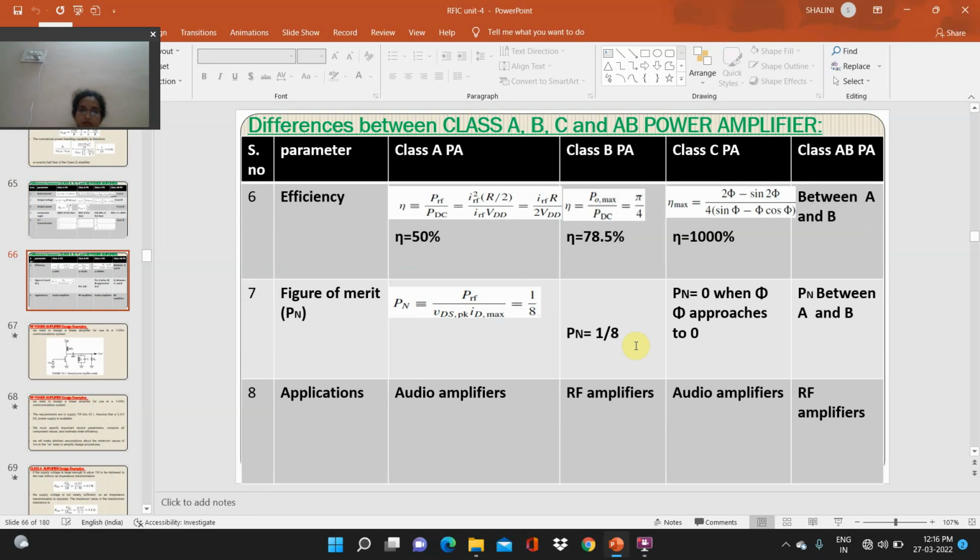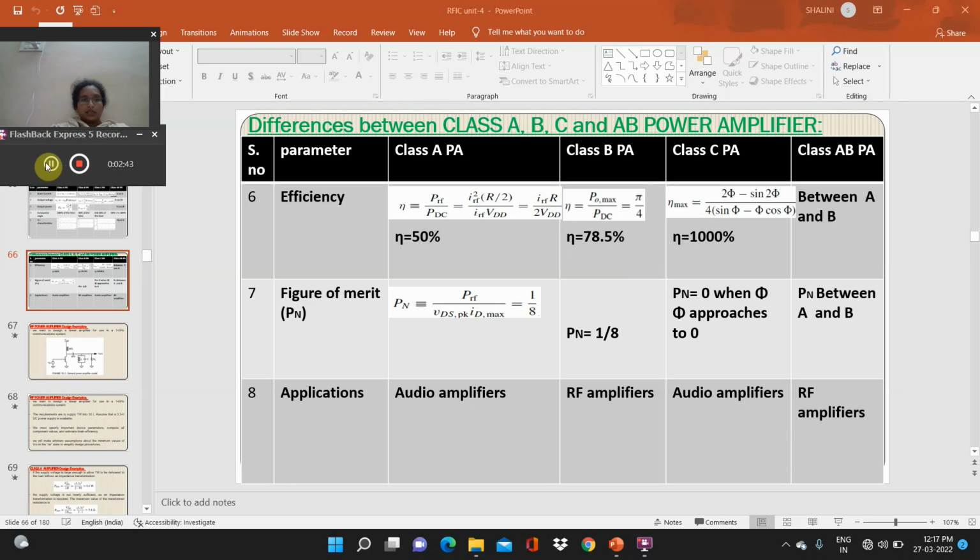Parameter: efficiency, figure of merit and applications. So eta is equal to PRF by PDC. Efficiency eta is equal to 50% for class A. For class B amplifier, eta is equal to 78.5%. For class C, eta approaches 100%.